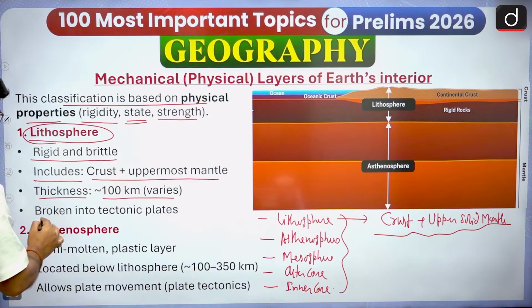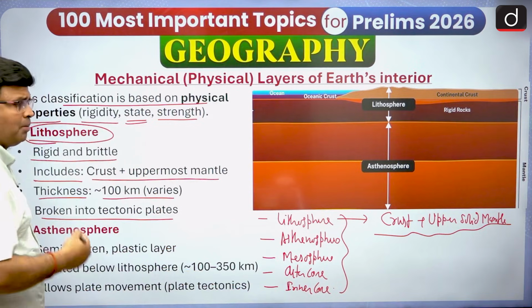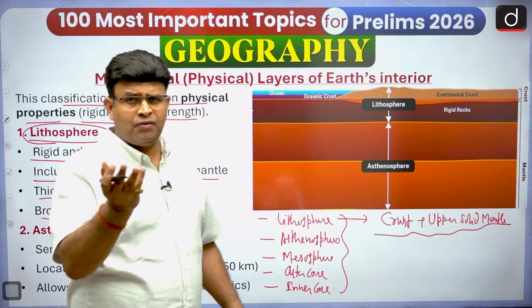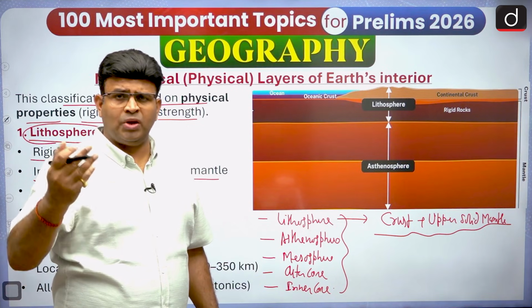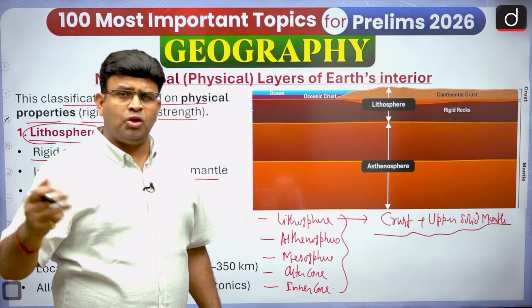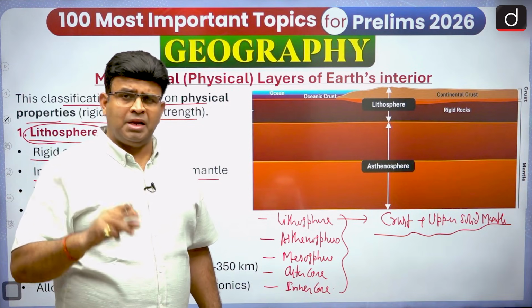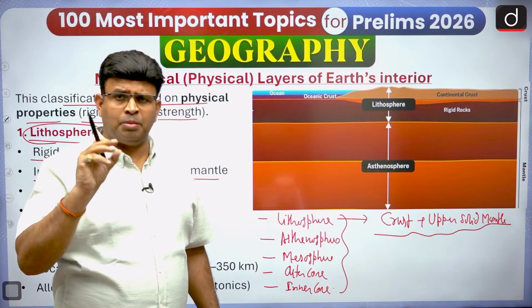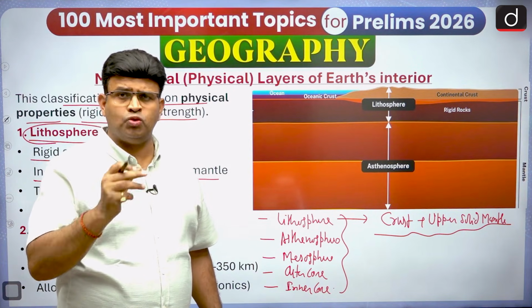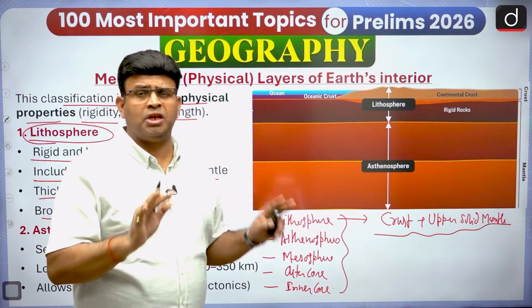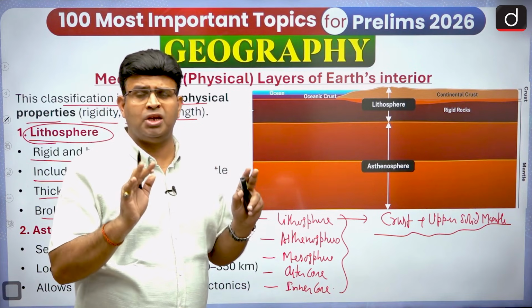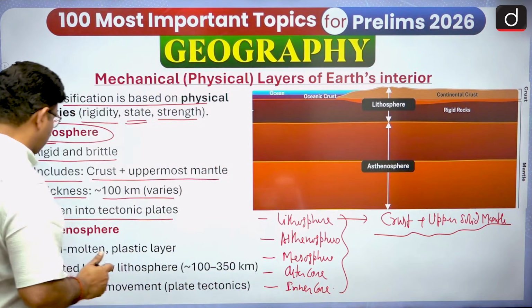And it is broken into tectonic plates, continental plates and oceanic plates. You know there is the North American plate, South American plate, Eurasian plate, African plate, Indo-Australian plate, Pacific plate, and smaller plates like the Caribbean plate, Arabian plate, Nazca plate, Juan de Fuca plate. Different kinds of plates are there in tectonics. So the lithosphere has been broken into different plates, major and minor.